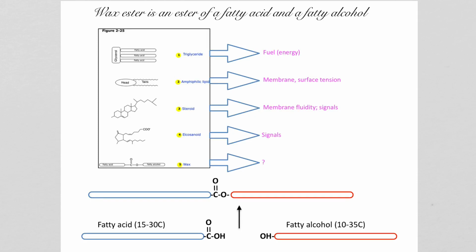So what is a wax ester? So basically a wax ester is formed from a long chain fatty acid. So here's the long chain and then the acid, and a long chain fatty alcohol. So here's a long chain and then here's the alcohol.